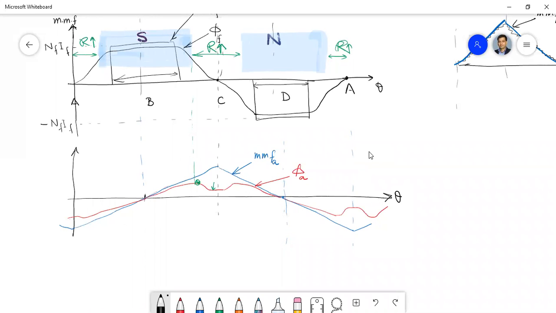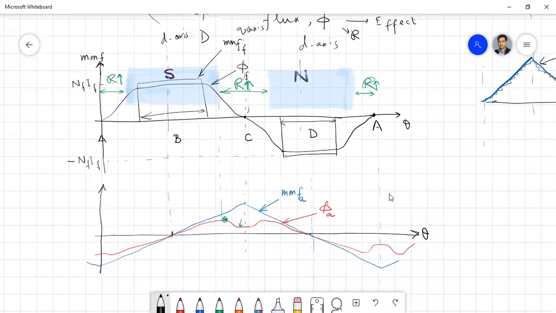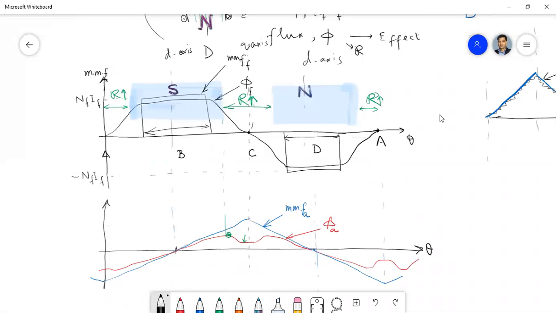Sir, I want to ask a little bit about this MMF distribution due to field coils. One thing I don't understand is that there are some regions in which the MMF would be constant due to field coils, but why and how can it be zero in some regions? If you could explain from a mathematical point of view. Which formula, MMF equals flux into reluctance? Which one? MMF distribution due to field coils.